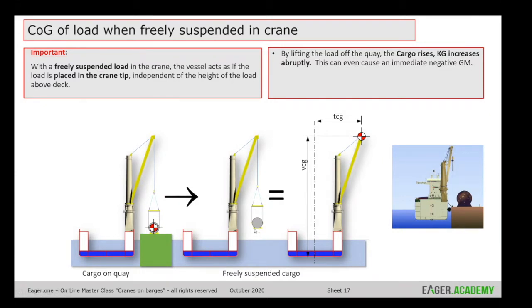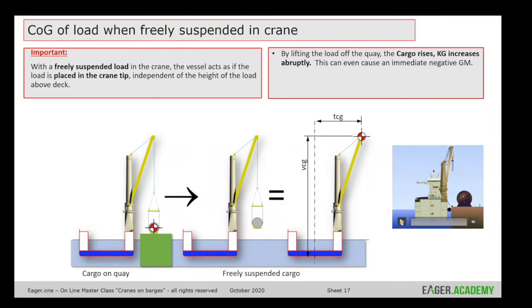As soon as it's being suspended, the center of gravity of the load is moving from this position abruptly into that position. And you can imagine, if you are operating heavy lift vessels, or you do a heavy lift operation with a mobile crane on the barge, as soon as you start lifting and as soon as the load is suspended, then you have to consider the center of gravity of the load in the tip of the crane boom. And you can imagine that the vertical center of gravity is highly affected by this change of center of gravity.